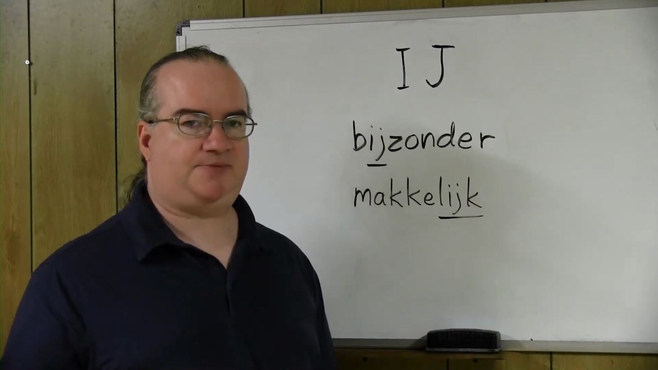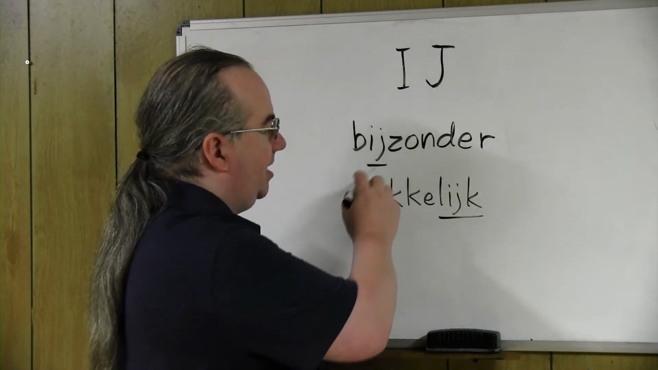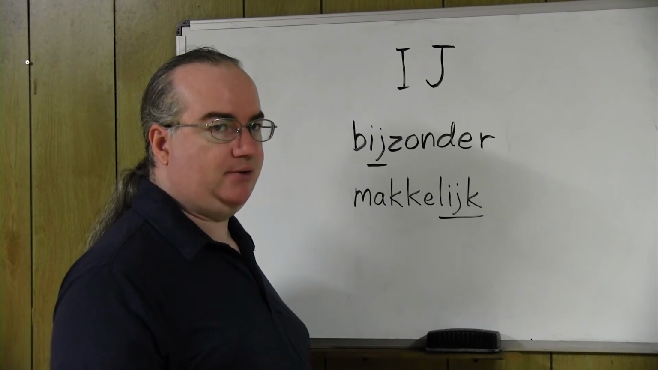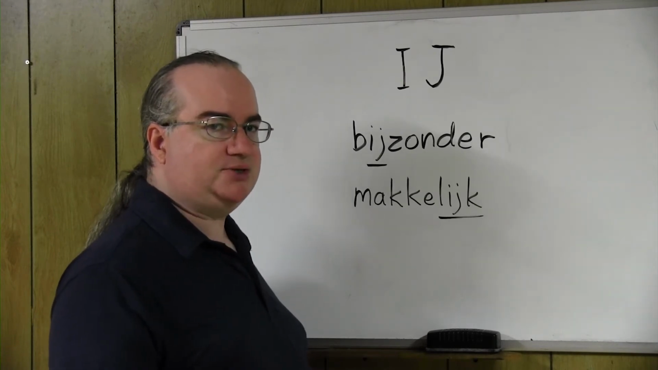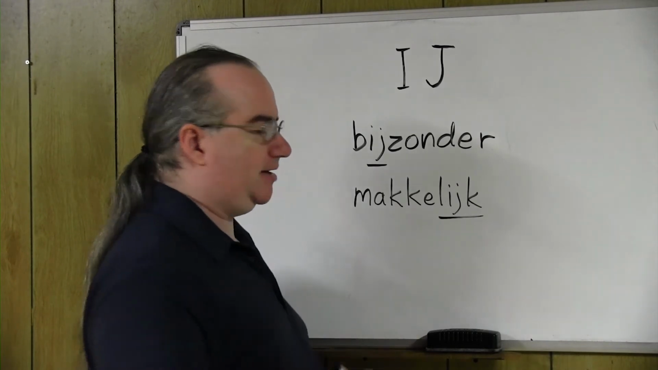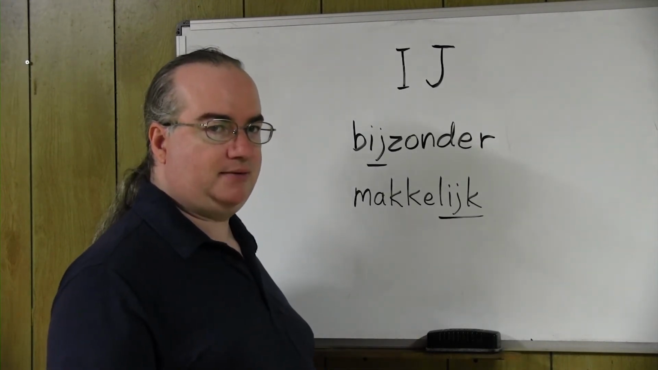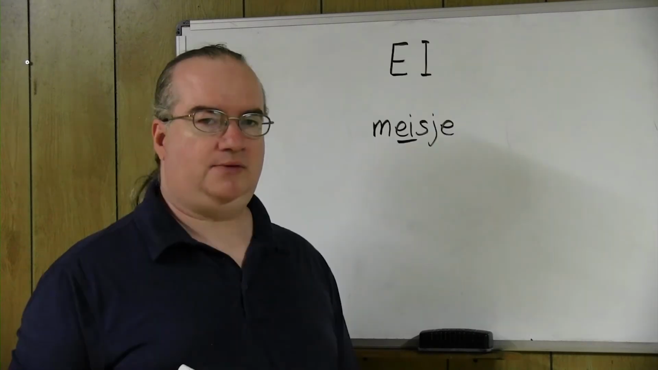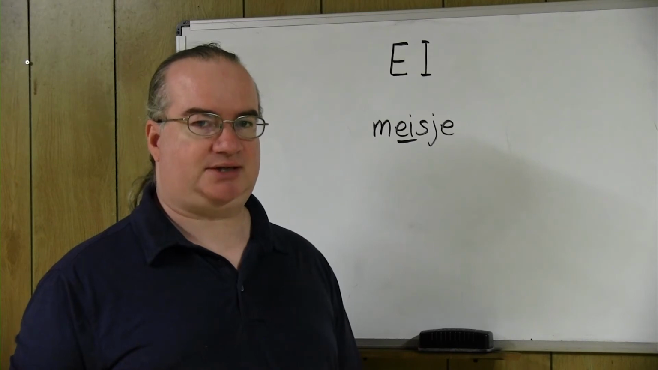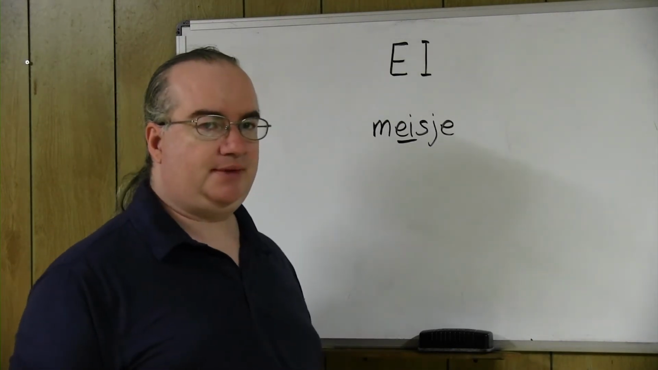There are a couple of exceptions with the IJ pronunciation. In the first word here, the IJ is pronounced more like an E sound. So this is pronounced bijzonder. And the LIJK ending is pronounced like the English word luck. So this is pronounced makkelijk. Bijzonder and makkelijk. The EI blend sounds just like the IJ blend, like in the word meisje, meisje.